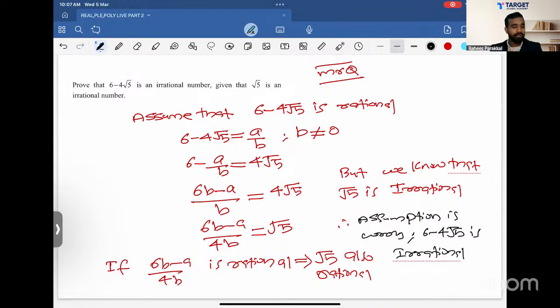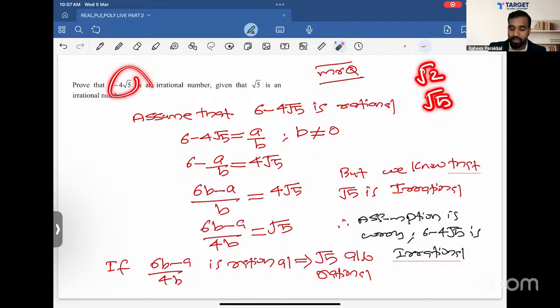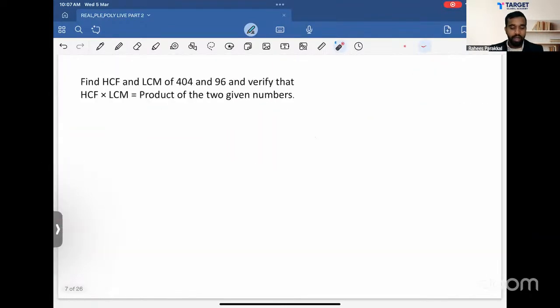I hope the concept is crystal clear now. So go through this. It is a very, very important question, repeated many times. You can even expect questions like root 2 is irrational, root 5 is irrational. So we are moving to the next question. Find the HCF and LCM of 404 and 96. Verify that HCF and LCM is equal to the product of the two given numbers.